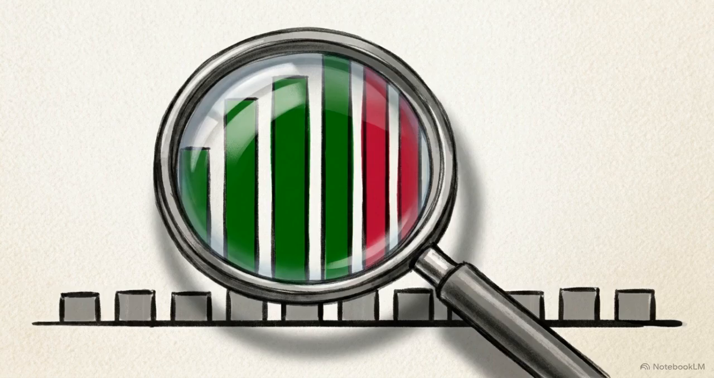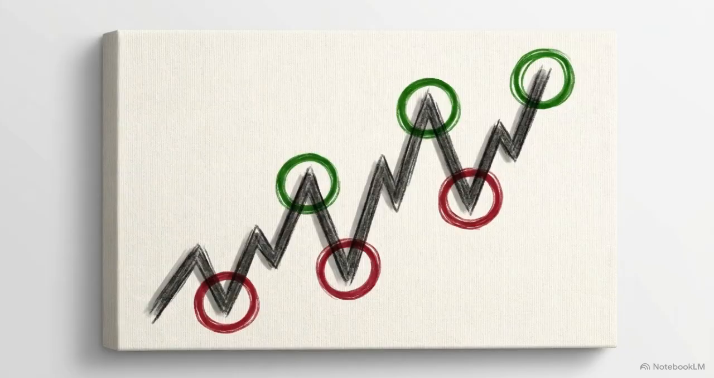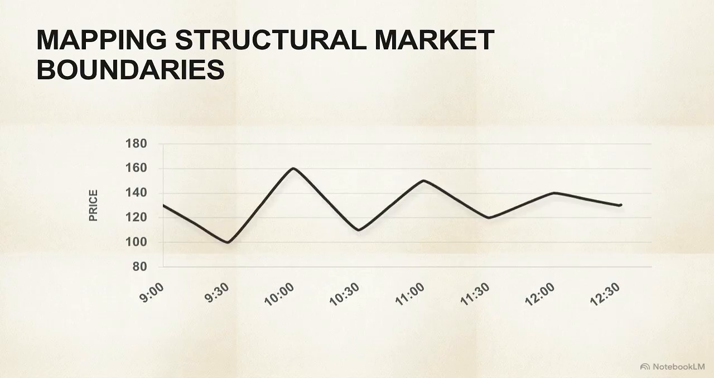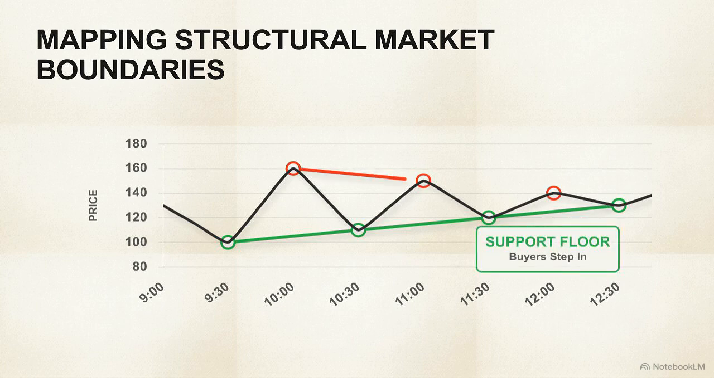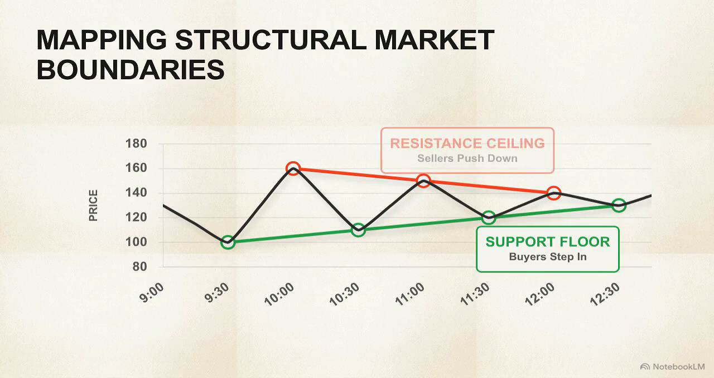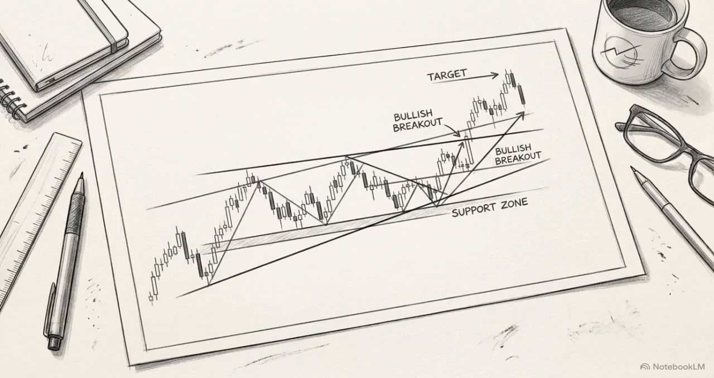Look closely at your chart and identify the pivot points. Find the lowest dips, which we call swing lows, and the highest peaks, known as swing highs. Connect those swing lows with a straight line to get an upward trend line, a support floor where buyers step in. Connecting the swing highs creates a downward trend line, a resistance ceiling where sellers push the price back down. As long as the price stays between these structural lines, the trend remains intact. By marking these boundaries, you turn a chaotic market into a highly readable map.